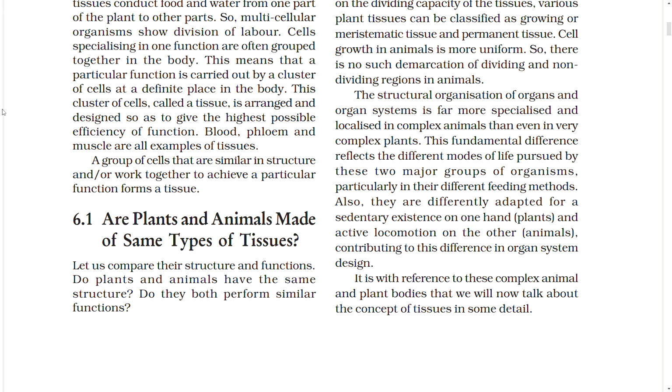This fundamental difference reflects the different modes of life pursued by these two major groups of organisms, particularly their different feeding methods. Also, they are differently adapted for a sedentary existence on one hand, plants, and locomotion on the other, animals, contributing to this difference in organ system design. It is with reference to these complex animal and plant bodies that we will now talk about the concept of tissues in some detail.